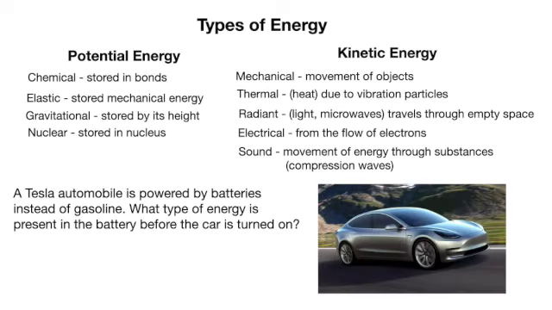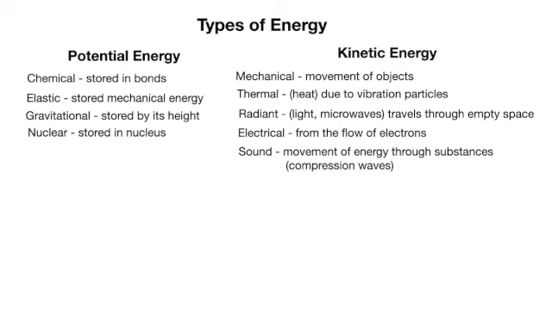Okay, so here's what these questions look like. If you click on the Google form, your questions are going to look something like this. A Tesla automobile is powered by batteries instead of gasoline. What type of energy is present in the battery before the car is turned on? So a battery is just a whole bunch of chemicals. So that is chemical energy. There's energy stored up in the bonds.